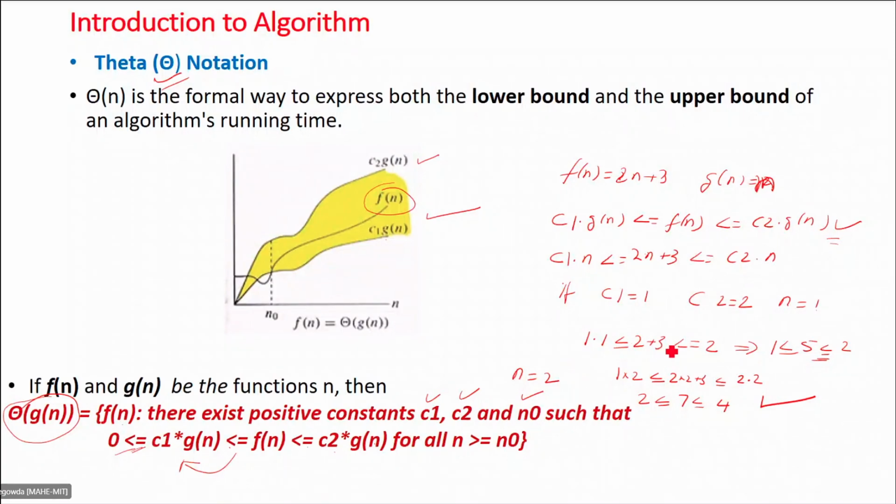Therefore, we can say that for any value of n, it satisfies the condition c1 dot g of n less than or equal to f of n less than or equal to c2 dot g of n. Hence, it is proved that f of n is big theta of g of n. So this is the average case scenario which provides the realistic time complexities.